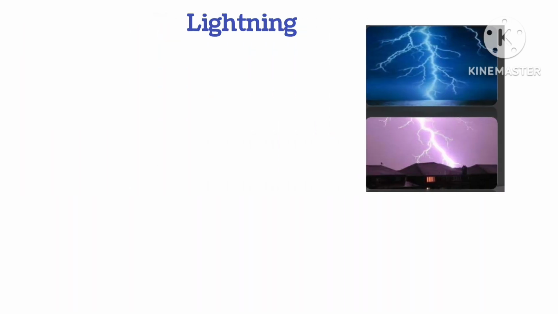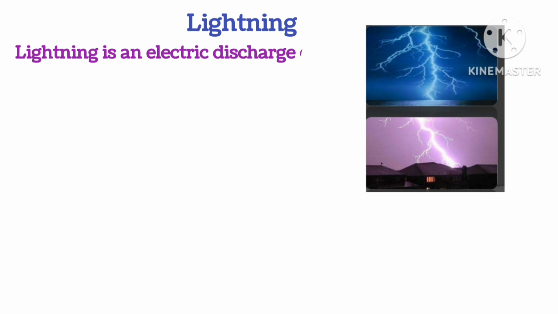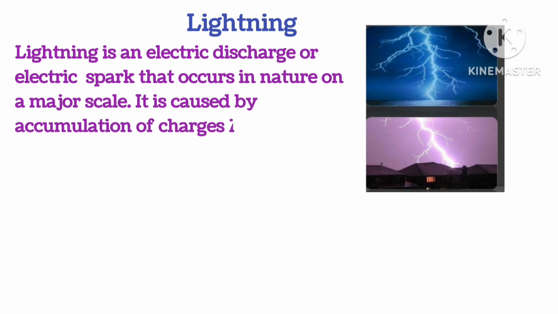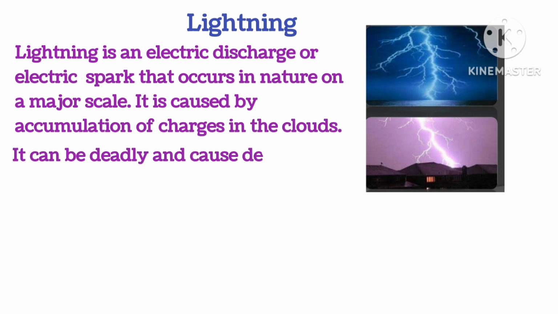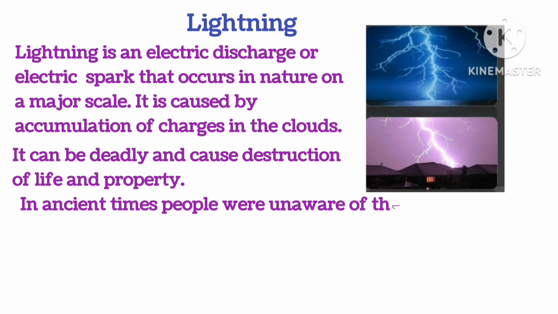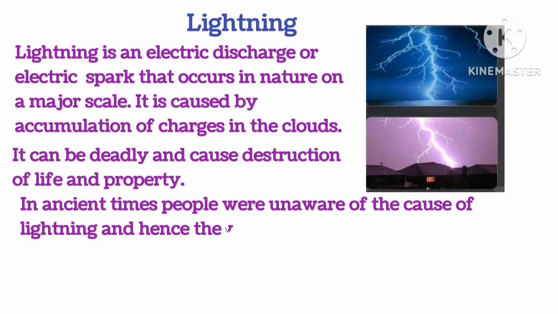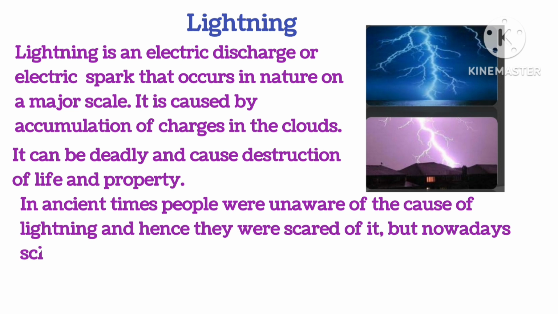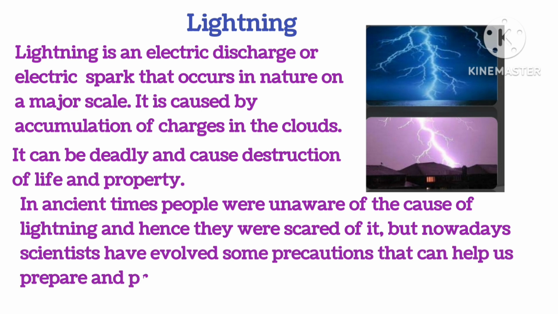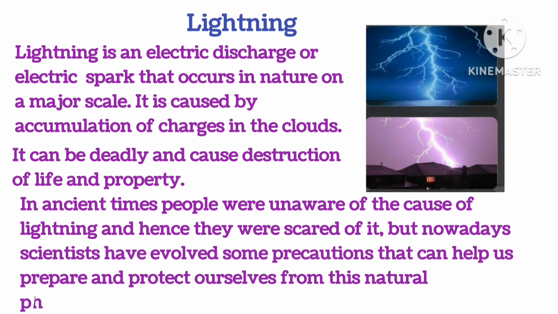Lightning. Lightning is an electric discharge or electric spark that occurs in nature on a major scale. It is caused by accumulation of charges in the clouds. It can be deadly and cause destruction of life and property. In ancient times, people were unaware of the cause of lightning and hence they were scared of it. But nowadays, scientists have evolved some precautions that can help us prepare and protect ourselves from this natural phenomenon.